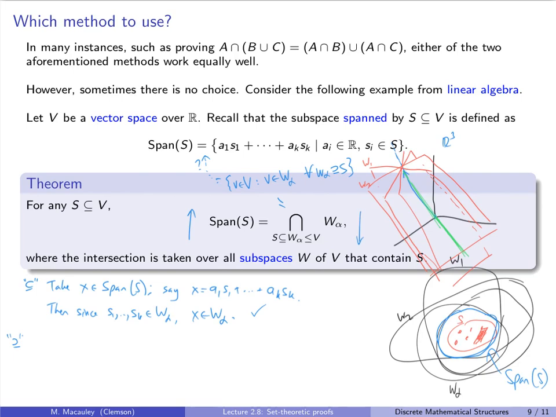But here's what I do know. I do know that the intersection, look at this picture here, is the intersection of all of these W alphas. And notice this. The left-hand side, the span of S, is one of the W alphas. So this is equal to some W, let's call it W beta. Or if you want to call it W alpha, that's right as well.